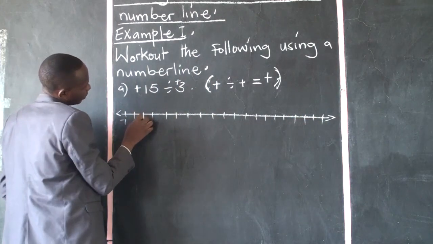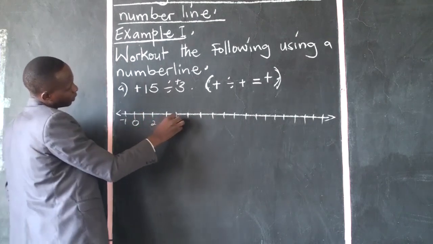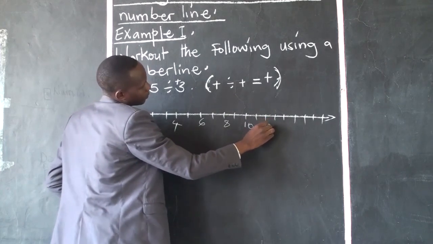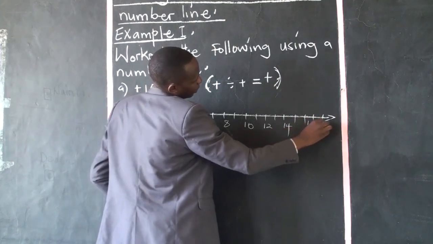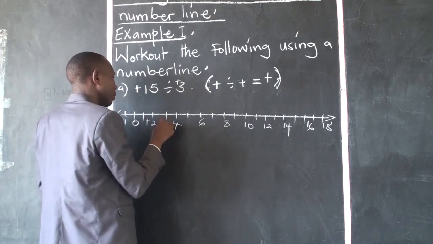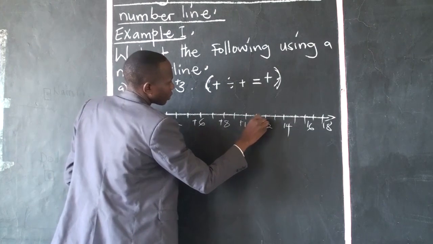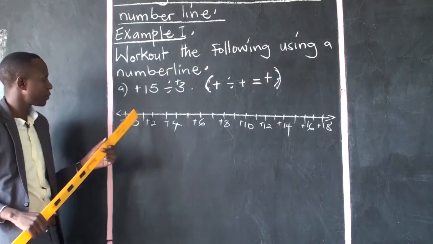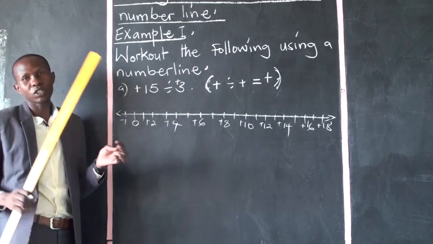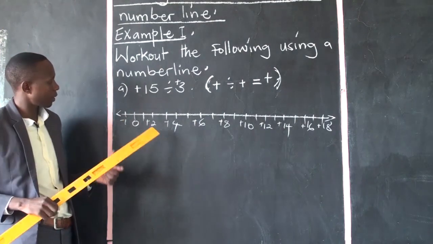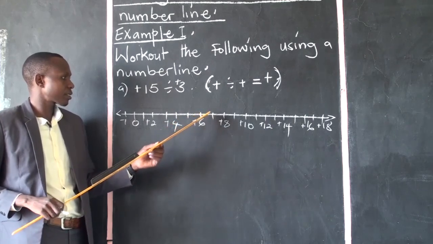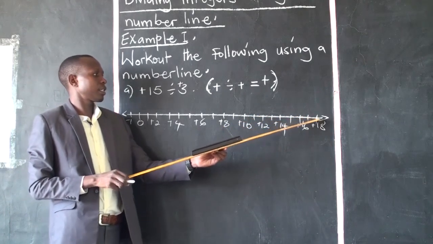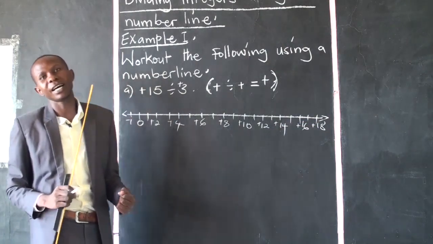From there we shall say, from here this is 1, positive 2, positive 3, positive 4, positive 6, positive 8 here, positive 10 here, positive 12 here, positive 14 here, positive 16, positive 18. From zero, we shall come to 1 here. I've not written 1 just to create space. I don't want to squeeze my work so much. So this is 1, this is 2, this is 3, 4, 5, 6, 7, 8, 9, 10, 11, 12, 13, 14, 15, 16, 17, 18. That is how my number line is arranged.